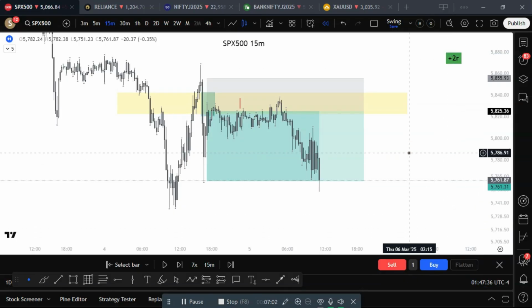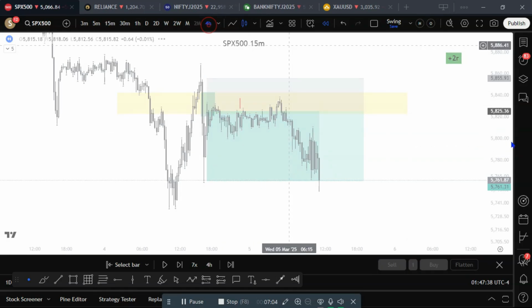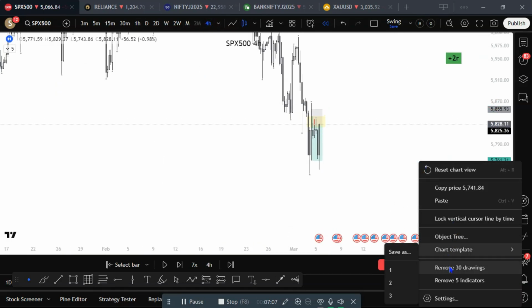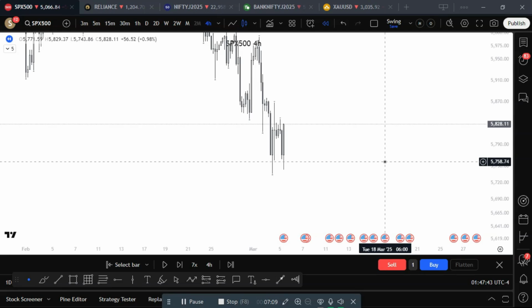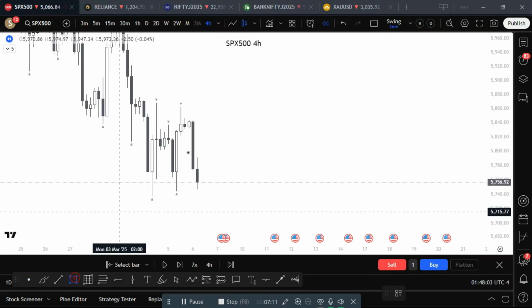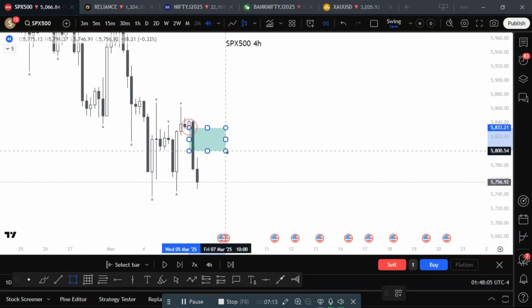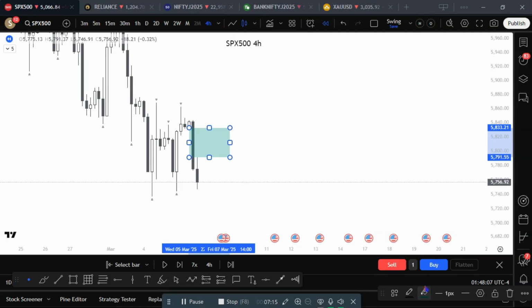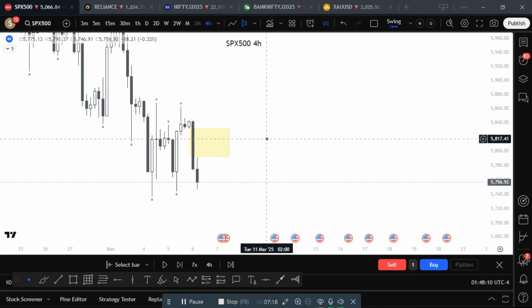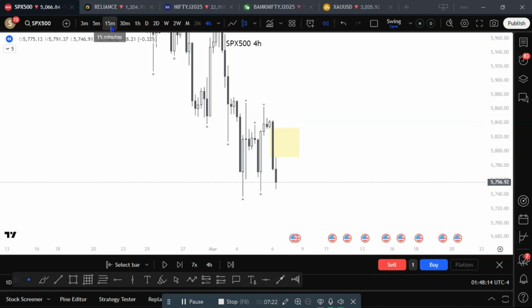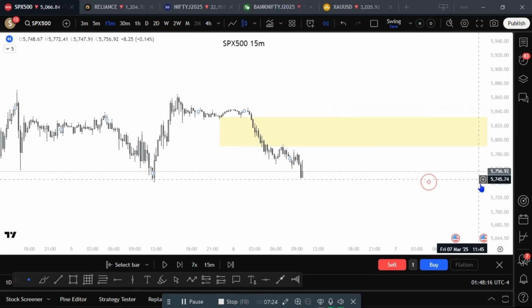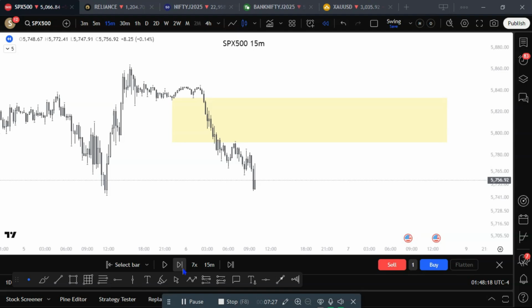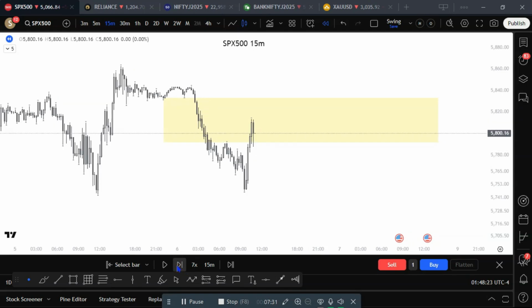Let's see some more examples, guys, so you will get the complete clarity. Let me find some examples and save you the time. Alright guys, so we have another example. Fair value gap in the 4-hour time frame. Criteria number 1 met. Now drop to the 15-minute time frame and wait for the price to come to our fair value gap. Alright, boom, price retracing into our fair value gap.